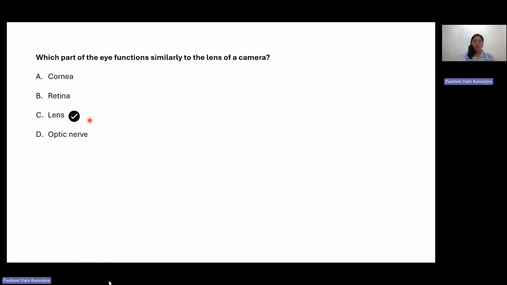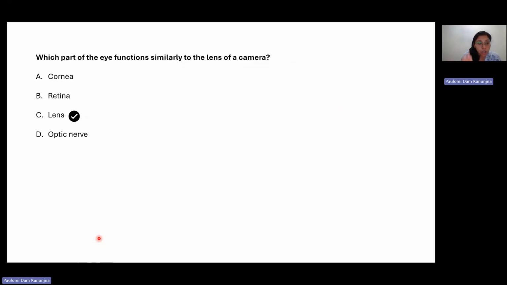But let me tell you about the four options that we have here: cornea, retina, lens, and optic nerve. Why is the lens of the eye similar to the lens of the camera? Because the lens of the eye focuses the light rays onto the retina, just like a camera lens focuses light onto the sensor of the camera.